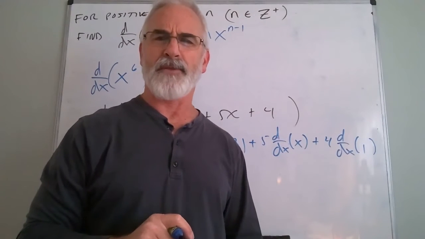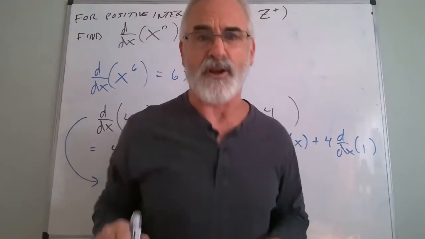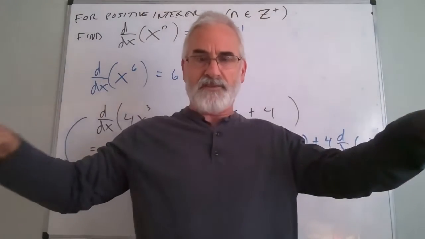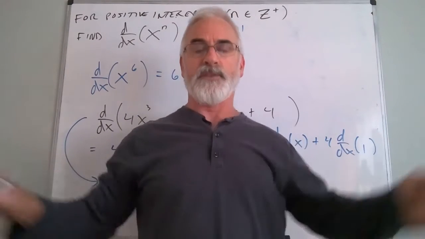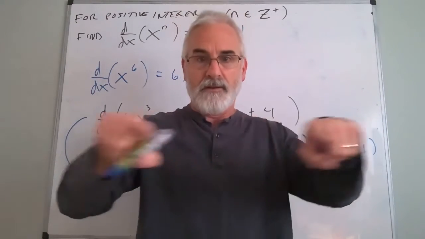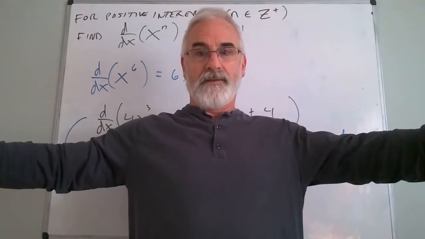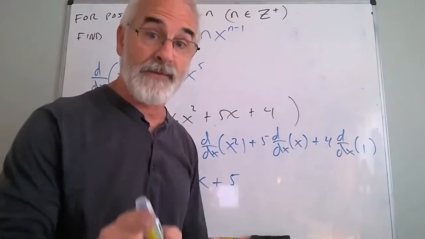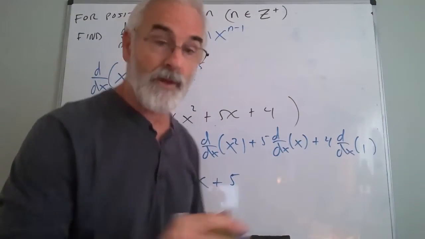Ooh, we didn't talk about that. Well, if I thought of the graph of a constant, the graph of a constant is a horizontal line. What is the slope of a horizontal line always? 0. So the derivative of a constant is always 0.